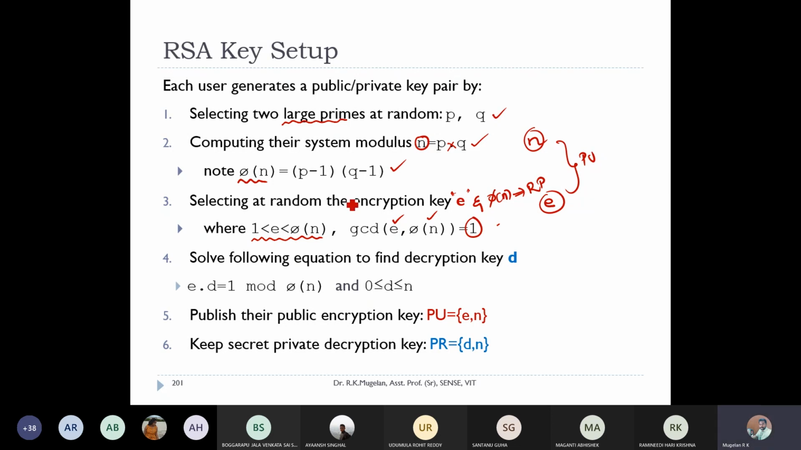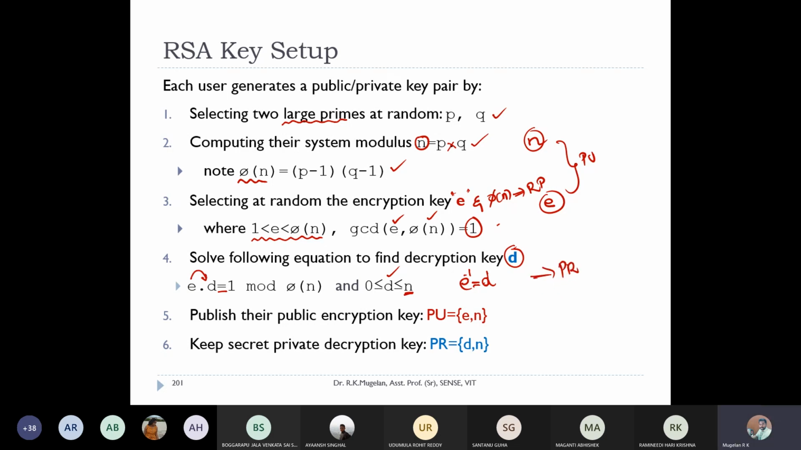Next, I am going to compute my decryption key D, which is my private key. The private key has a relationship that E dot D is congruent to 1 modulo phi of n, and the value of D will always be greater than 0 and less than n. Obviously, it will be less than n because you are computing modulo phi of n. So here you are finding D. If you see the relationship between E and D, E inverse is equal to D, because both are multiplicative inverses of each other. Once you have computed the value of D, you get your private key here.